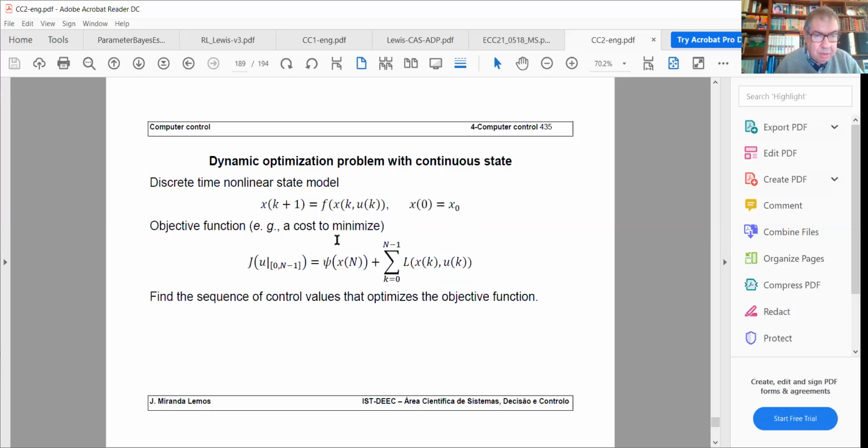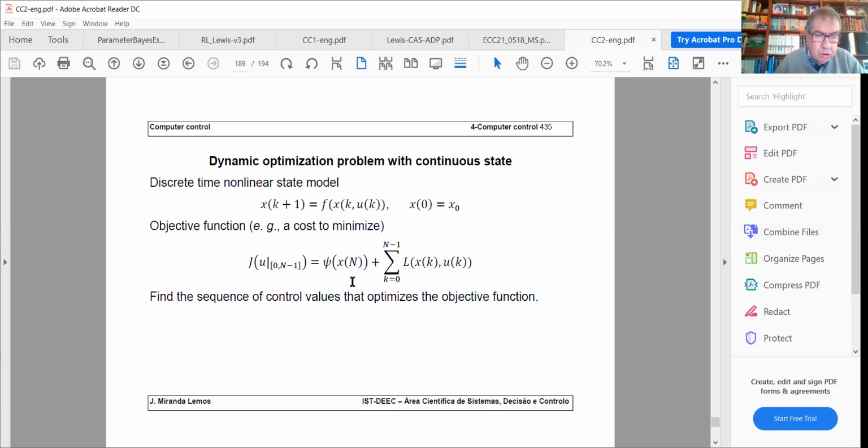So in some problems, you also add a terminal cost. So when you come to the end, you have something that depends also on the state. This can be zero, or this may not be zero. So it's an extra degree of freedom. Okay?